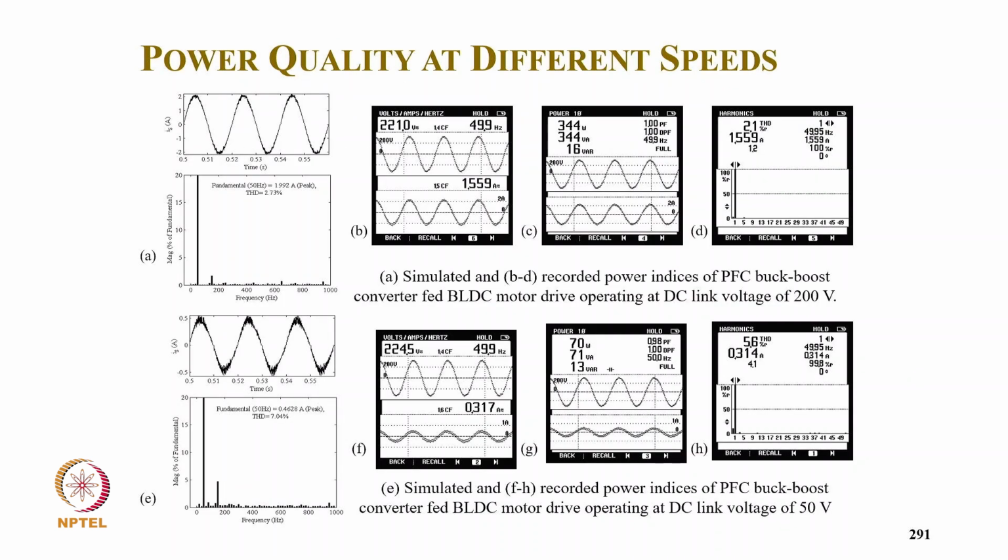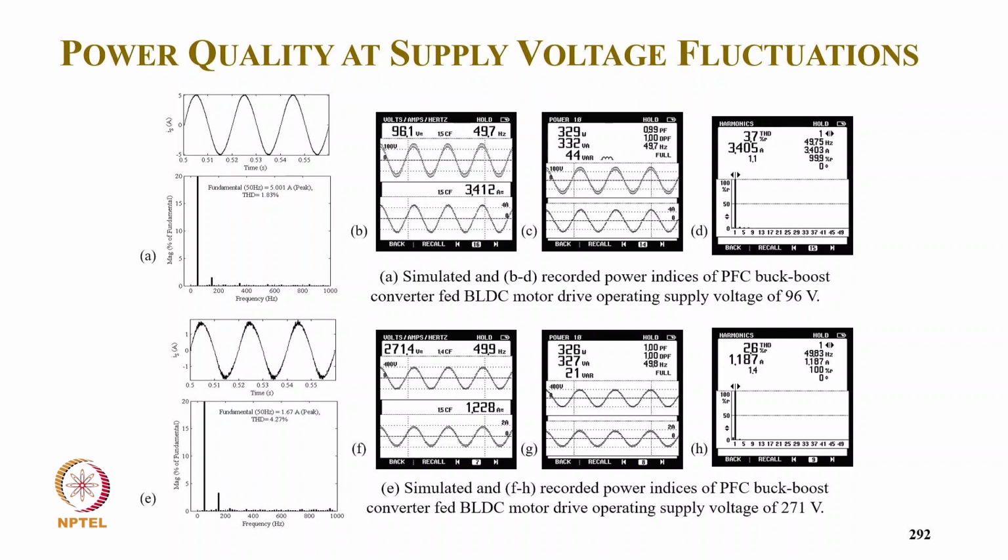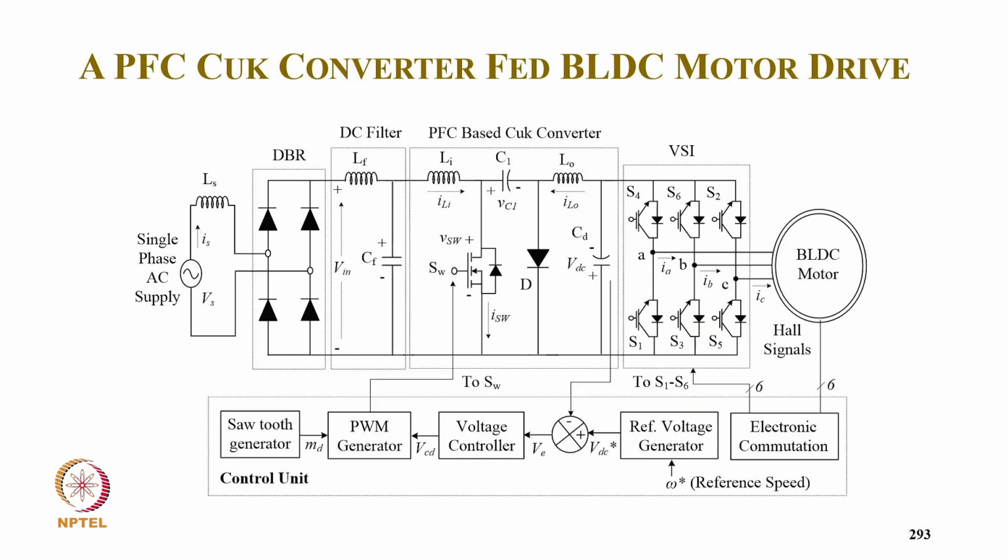And this is the power quality. You can see the THD of supply current at 220 volt is 2.1% with unity power factor, and at light load, 50 volt DC link, that is 500 RPM, THD is 5.6% with power factor 0.98. At 96 volt we get THD 3.7% with almost 0.99 power factor, and at 270 volt we get 2.6% THD of input current with unity power factor.